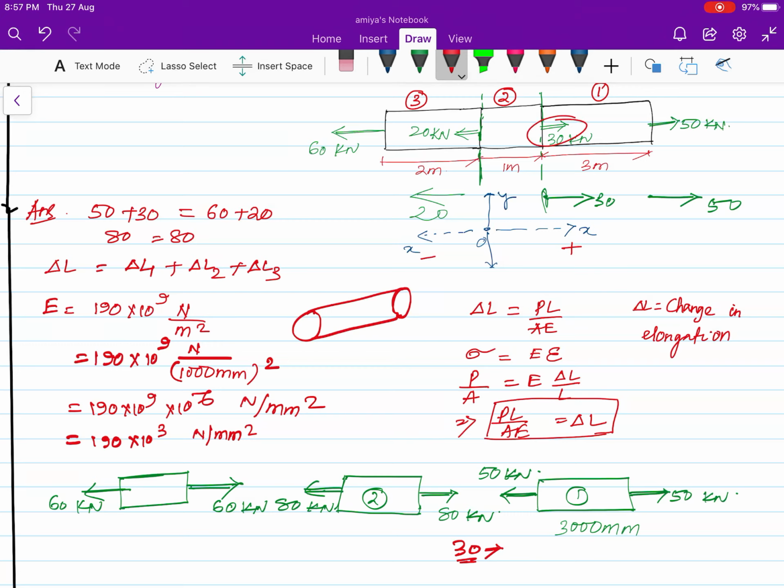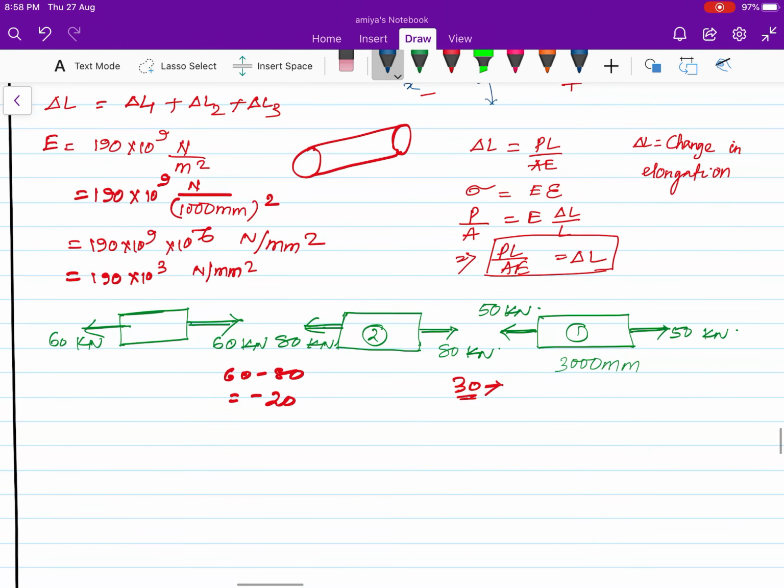Next, come to the intersection point of 2 and 3. Here 60 minus 80 is minus 20. You can also think of it as a net force, where the magnitude of 80 will be in this direction. You can also say minus 20. So here a magnitude of 20 is going in the negative x direction, and this is our 60. Once we calculate the different forces acting in the different sections, we are going to apply the formula.